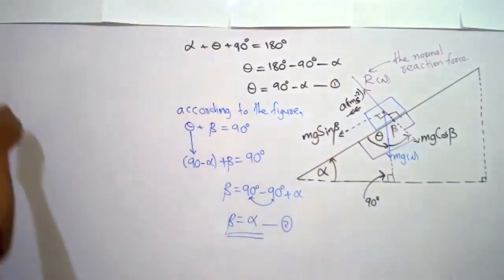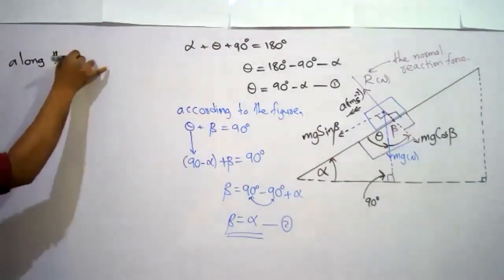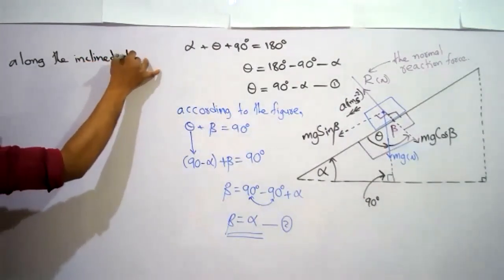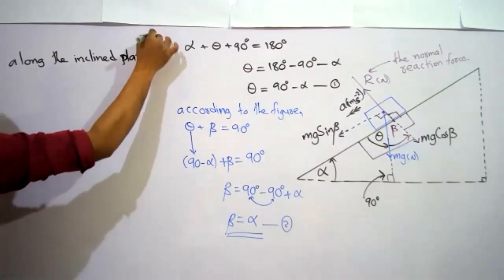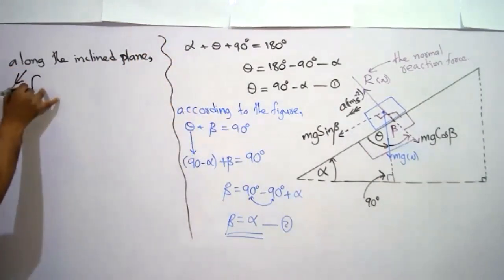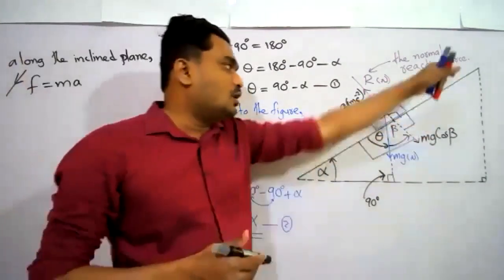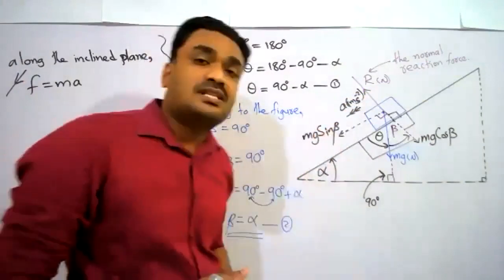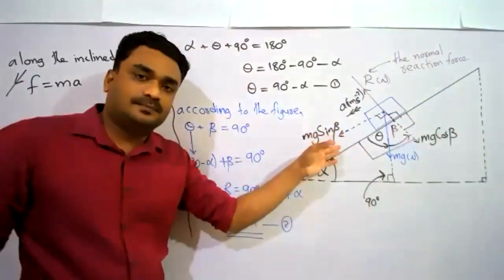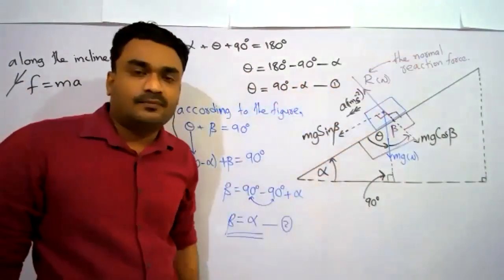So I'm going to do something like this. Along the inclined plane, in this direction, we apply F equals ma. If you consider along the inclined plane, what is the only force acting along the inclined plane here? Just look at this figure and tell me. What is the only force acting along the inclined plane?